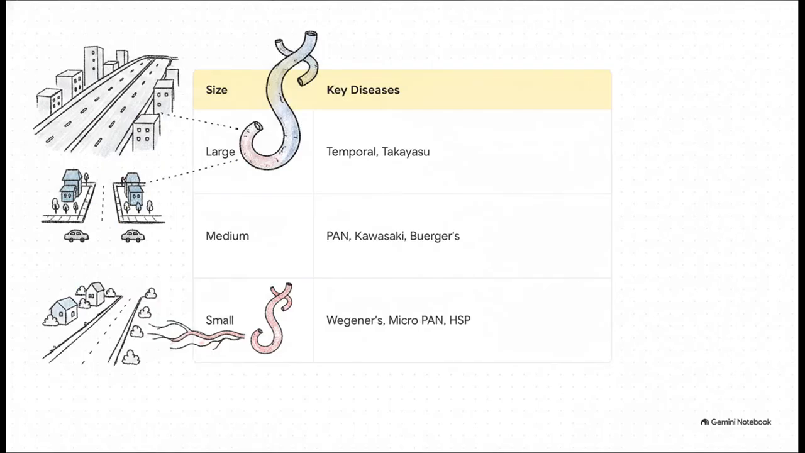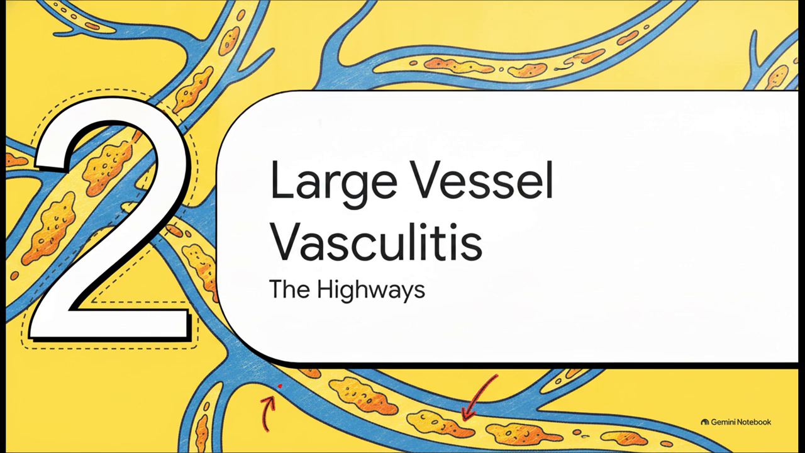To keep all this straight, it helps to break everything down into 3 main buckets. Think of them as large highways, medium city streets, and small neighborhood roads. You see, the exact size of the inflamed vessel entirely dictates the specific disease, and ultimately the symptoms a patient is going to experience. Moving right along to Section 2, large vessel vasculitis, the highways.